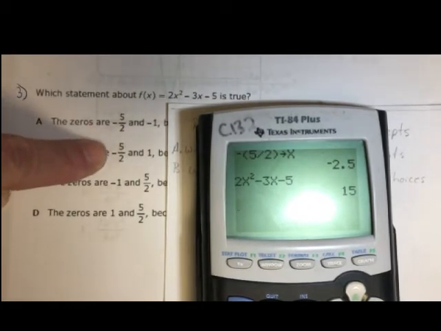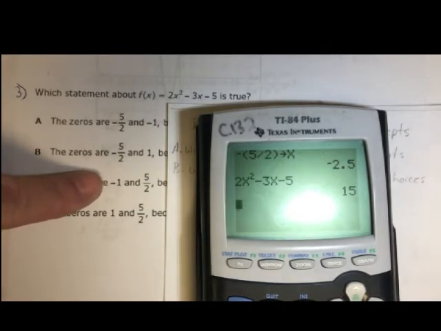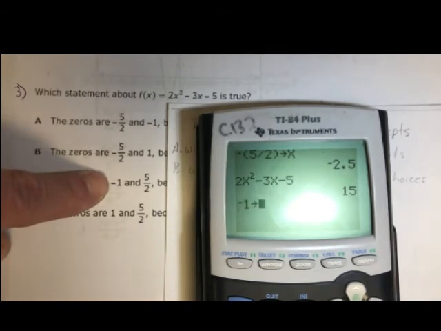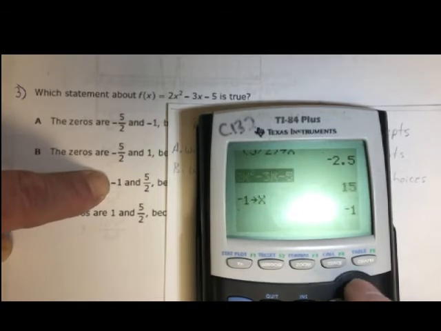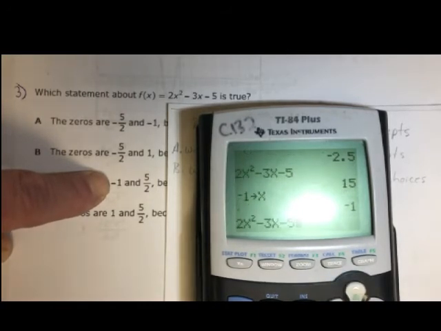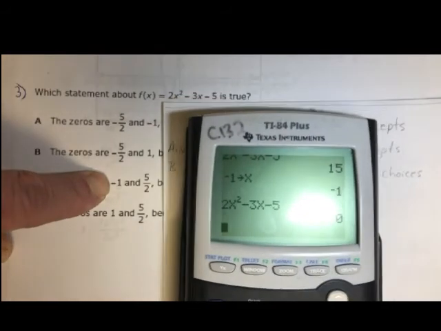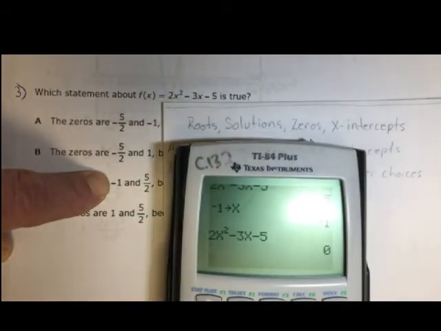Nor can this one be, because it also has -5/2. So I will go to the third answer choice, store -1 in for x, go and copy that expression that I typed in, and -1 makes that expression or function equal 0.